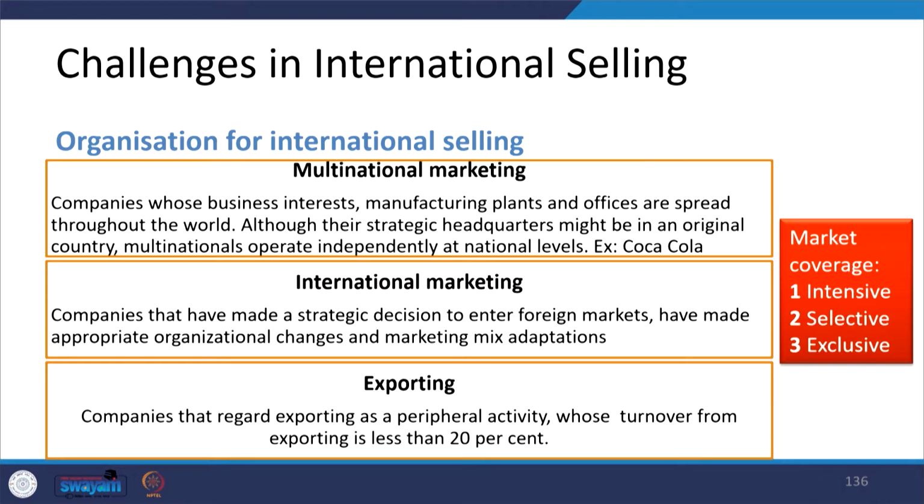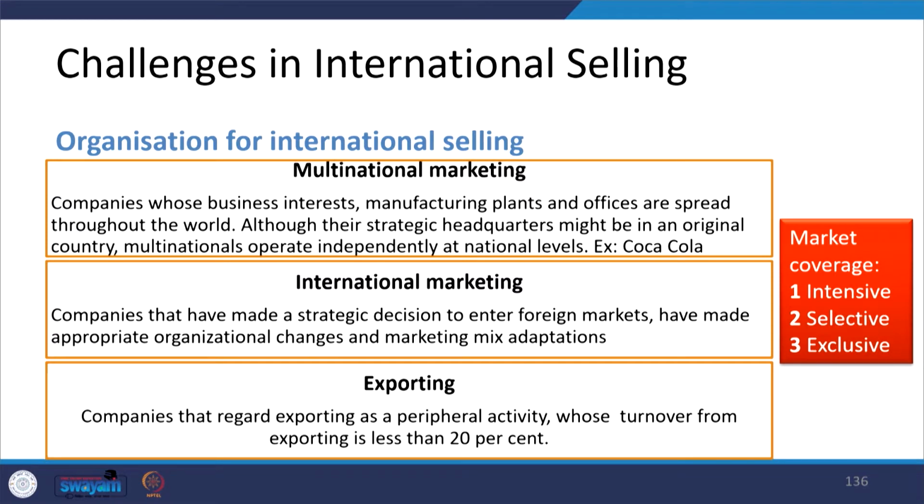Here, in a different way, there can be three types of strategies one can adopt to cover that particular international market. First one is intensive coverage. That means all of your products are available across the globe in each country. So you want the most intensive distribution or product availability for that particular market.